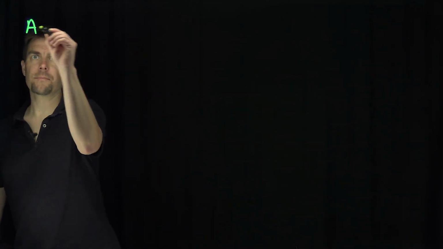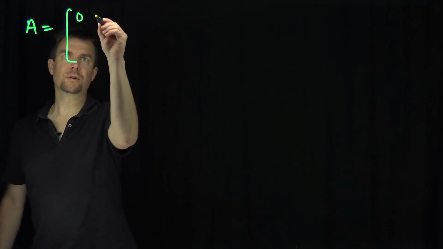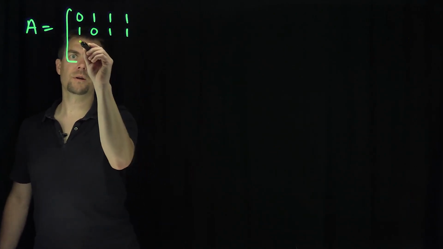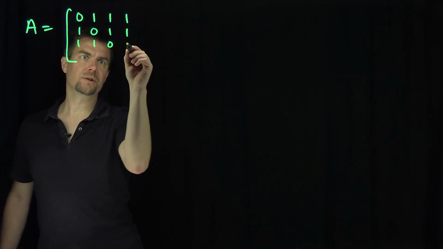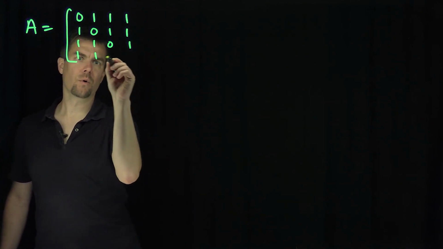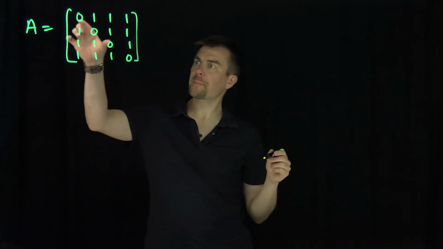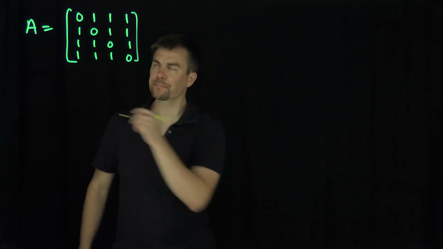Hello students, in this video we'll see an example of computing the inverse of a matrix by computing powers of the matrix and showing that it satisfies a certain polynomial relationship. Let's consider the matrix A, which is 0, 1, 1, 1, then 1, 0, 1, 1, then 1, 1, 0, 1, and then 1, 1, 1, 0. In other words, this is the matrix of all ones except the diagonal has a 0 in it.